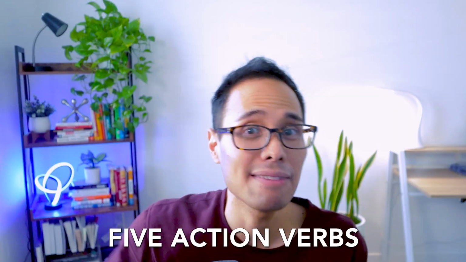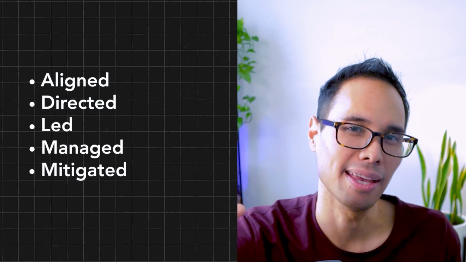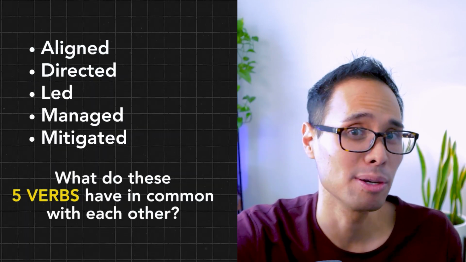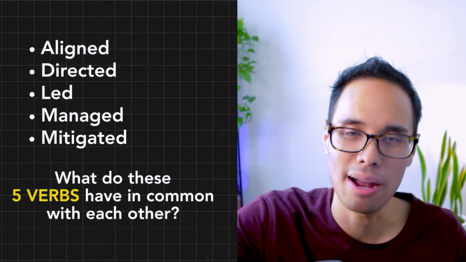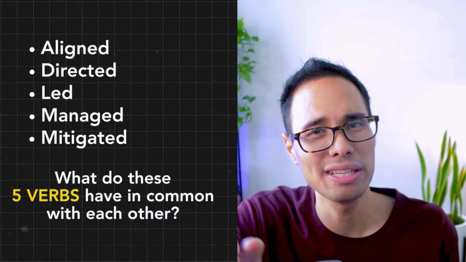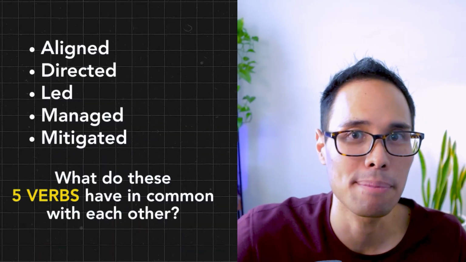To help you out, here are 5 action verbs that I've actually used on my PMP application that you can use to write yours: aligned, directed, led, managed, and mitigated. What do these 5 verbs have in common with each other? Well, they show and imply leadership and project management skills, not just in holding a meeting, but in making decisions, handling challenges, and solving problems. So if there's anything you take away from this video, use action verbs that show you're a leader in your projects.